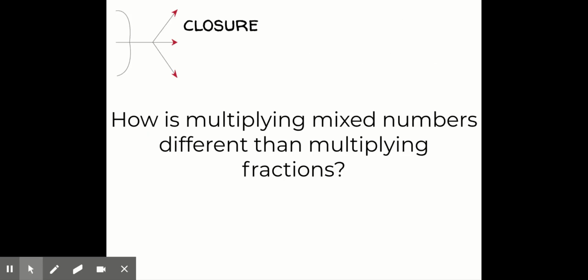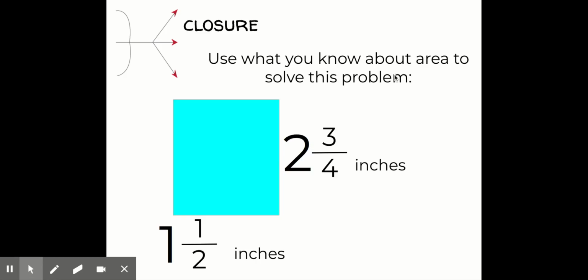How is multiplying mixed fractions or mixed numbers different from just multiplying fractions? Well, the answer to this would be that we need to change those mixed fractions into improper fractions first. We can't just multiply straight across and multiply the numbers. It just wouldn't work that way. So that would be one of the major differences.